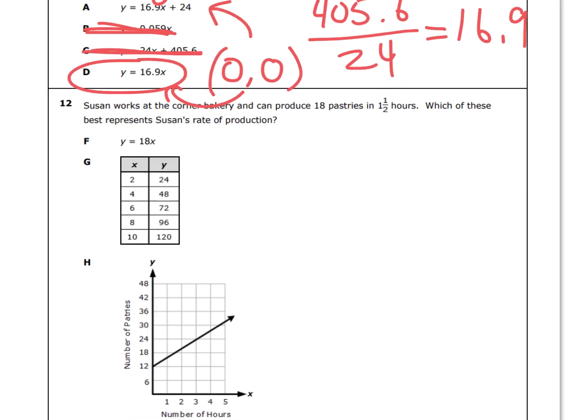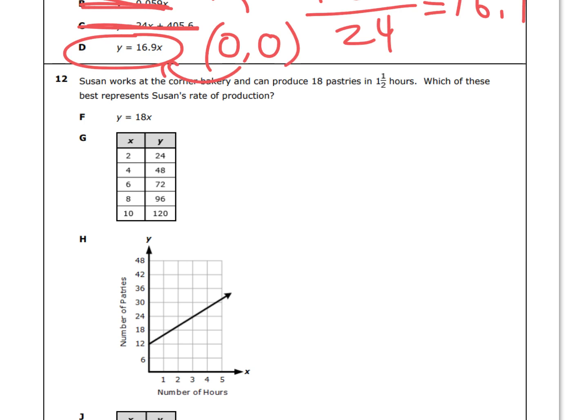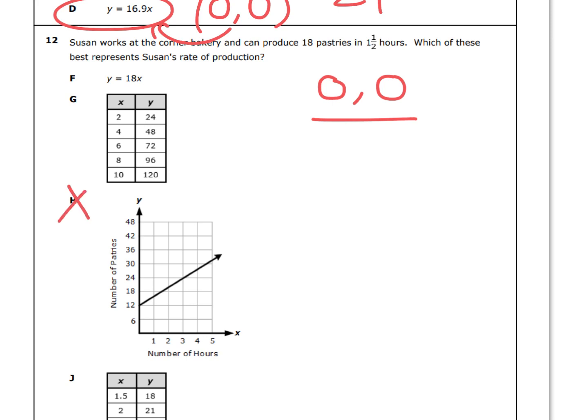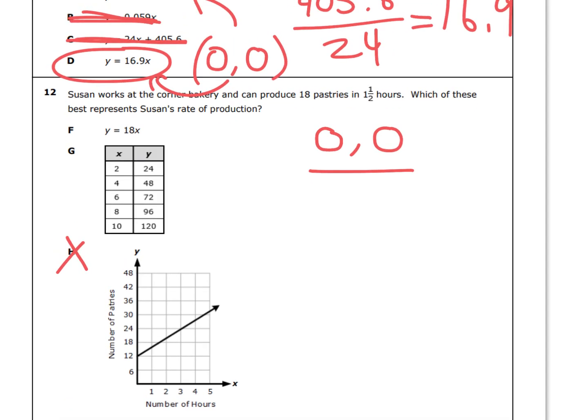So 12 is very similar, okay? Susan works at the corner bakery and can produce 18 pastries in 1.5 hours. So once again, if 0 hours goes by, she's produced 0 pastries. So we expect the line to go through the point 0, 0. So it can't be H. Okay, so we can already mark off H because it doesn't go through 0, 0 down here.